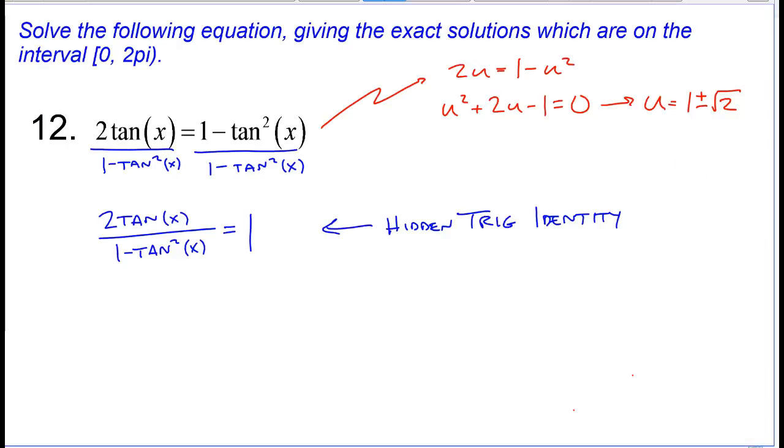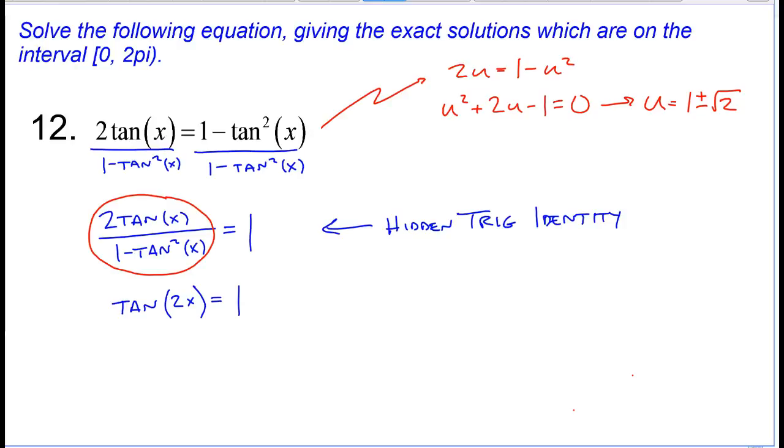So what we now know is that because this right here equals the tangent of 2 theta, I can now say tan of 2 theta, or 2x, equals 1. Okay? So that's a double angle identity: 2 tan x over 1 minus tan squared x equals tangent of 2x. Well, now this problem really isn't too bad.